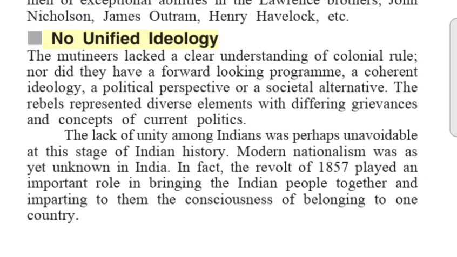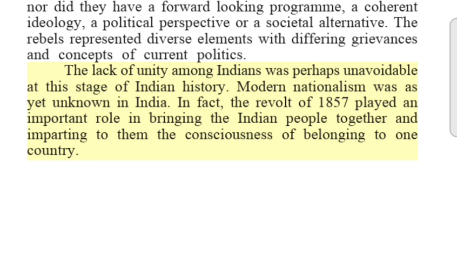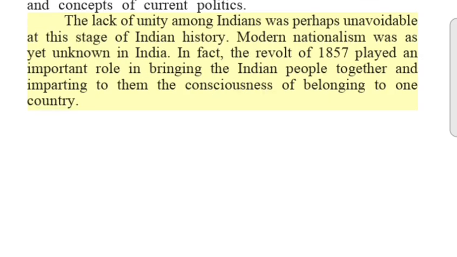No unified ideology. The mutineers lacked a clear understanding of colonial rule, nor did they have a forward-looking program, a coherent ideology, a political perspective or a societal alternative. The rebels represented diverse elements with differing grievances and concepts of current politics. The lack of unity among Indians was perhaps unavoidable at this stage of Indian history. Modern nationalism was as yet unknown in India. In fact, the revolt of 1857 played an important role in bringing the Indian people together and imparting to them the consciousness of belonging to one country.